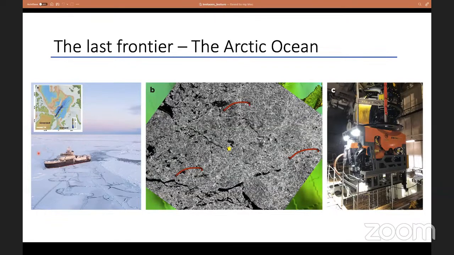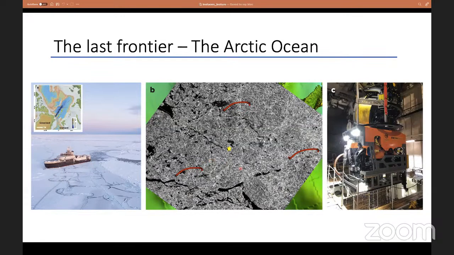And just to give you an idea of how ocean exploration is done, I put a bunch of pictures here showing how difficult it is and why we know so little about the deepest parts. We did that with the help of an icebreaker, which is needed to break through several meters of thick ice.